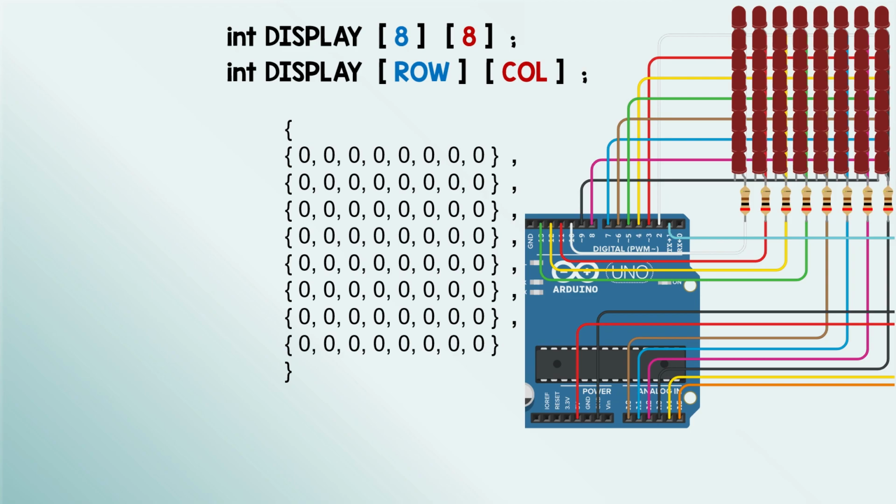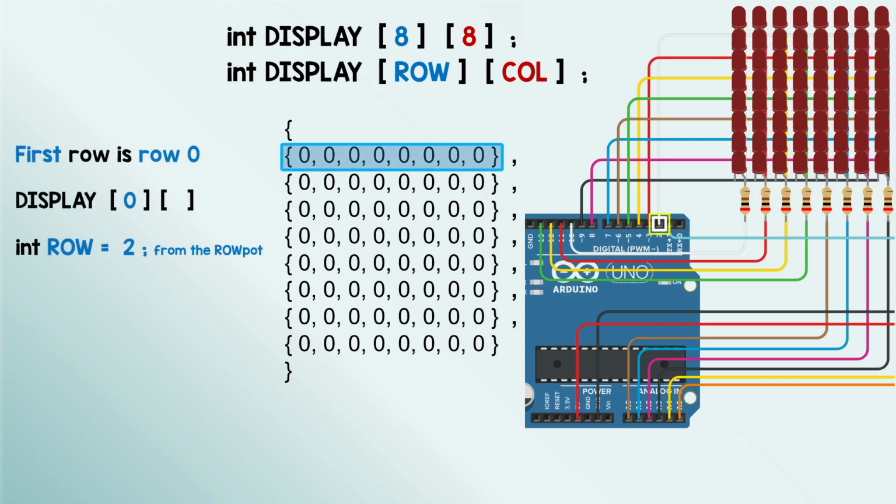So we've got an array, and arrays are 0 indexed, meaning that the first row is row 0 and the 8th row is row 7. And we relate the top row of the dot matrix display, which is wired to pin 2 of the Arduino, to the first row of the array called row 0.